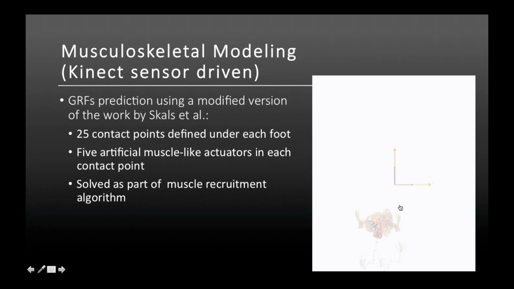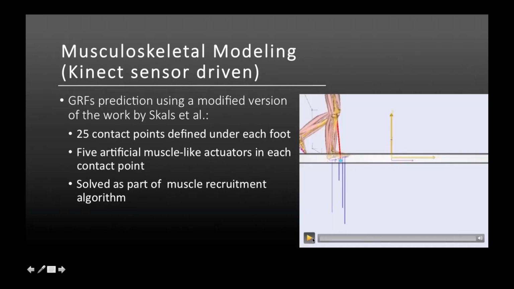The prediction was based on the work by Scals and others in 2014, 2015. As you can see here on the right-hand side, let me pause this for a second. You see at the bottom, under the feet, there are some pink dots. These are called the contact points. We have introduced 25 contact points under each foot, and each would have 5 artificial muscle-like actuators, and those are part of the musculoskeletal model recruitment, right?